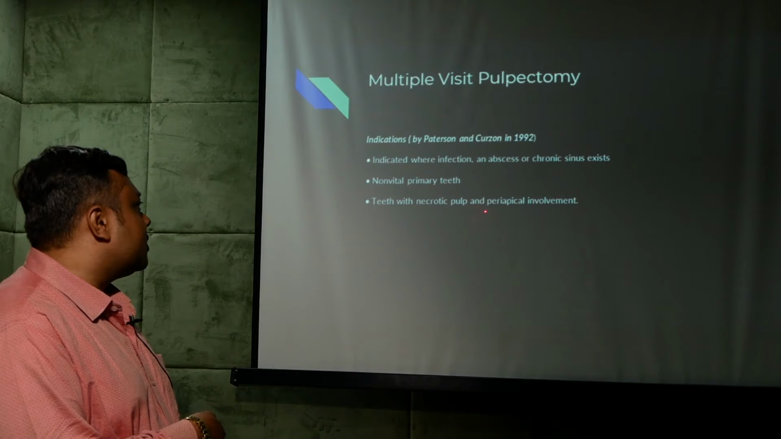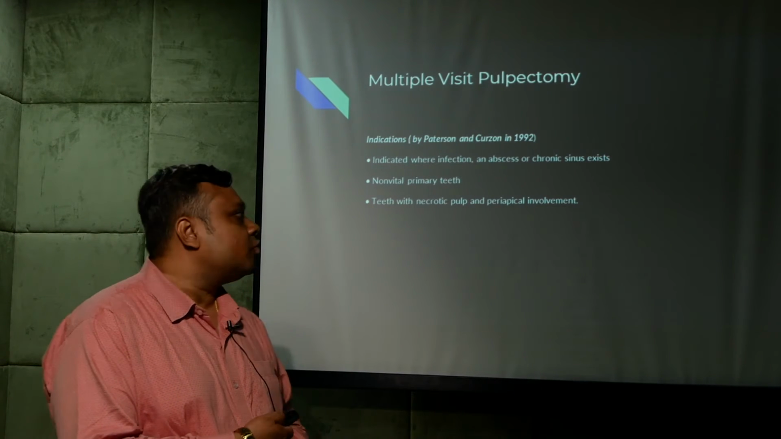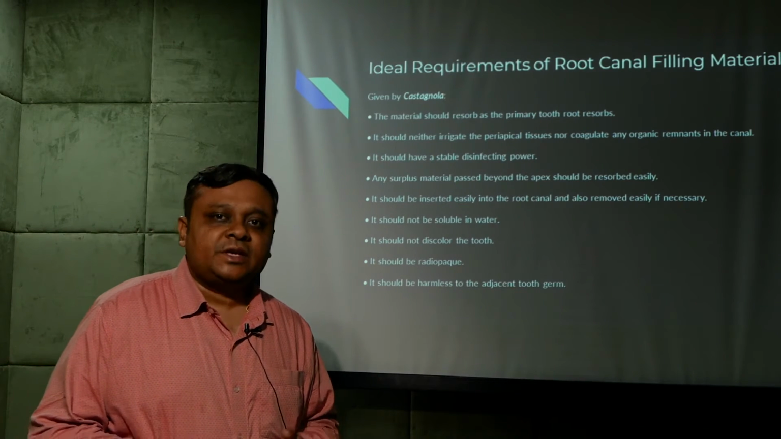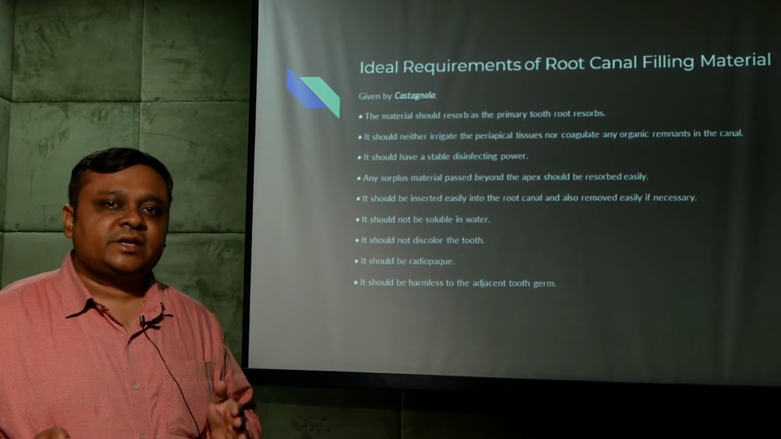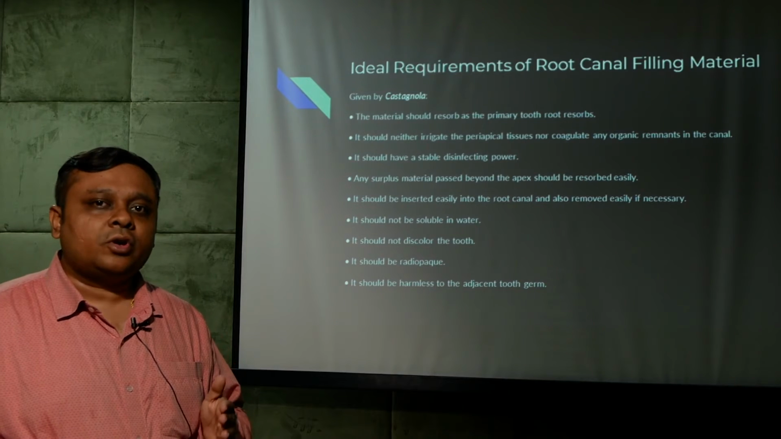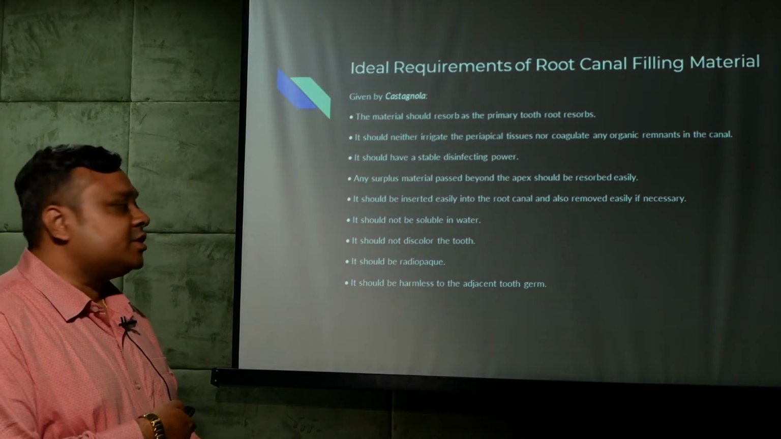A tooth with necrotic pulp and periapical involvement, as we already told, any kind of periapical changes, we have to go for a multiple visit pulpectomy. After the pulpectomy is done, that is the cleaning and shaping of the canals has been done, it needs to be filled with an ideal adequate material, that is called obturation material. So these are certain requirements of an ideal obturation material.